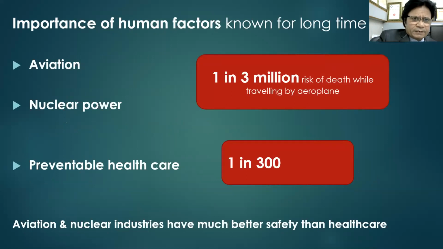This is a very interesting slide, which shows the comparison between the aviation and nuclear power industries with preventable healthcare harm. The importance of the human factor has been recognized for a long time, and aviation and nuclear power industries are perceived as high-risk industries, but they have only 1 in 3 million risk. Compared to preventable healthcare harm, here the risk is very high, 1 in 300. So the aviation and nuclear industries have much better safety than healthcare.